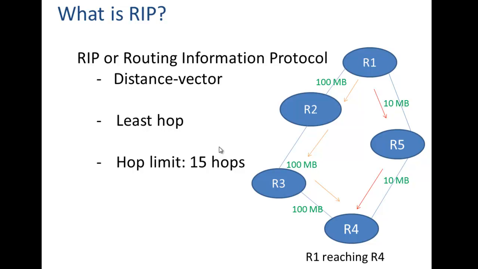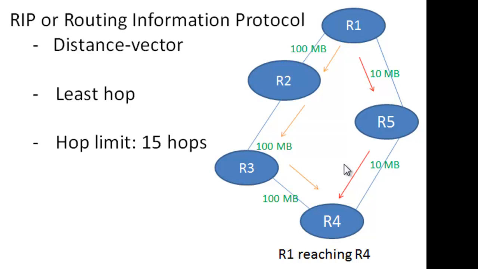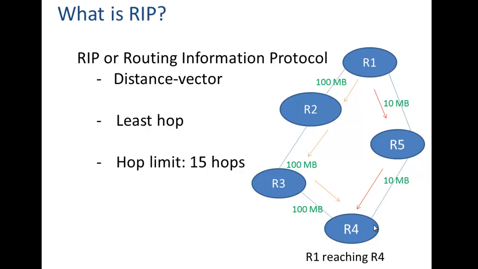For example, in this image, let's say R1 is trying to reach R4. Let's say the first route will pass R2 and R3 to reach R4, so that's 2 hops. The second route passes R5, so that's only 1 hop. What RIP does is always choose the one that has the fewest hops, so it will choose the second route, which is the shortest route, yet it has very slow links. So RIP is not smart enough to determine that the first route is better because it is much faster to reach R4, though it has 2 hops.